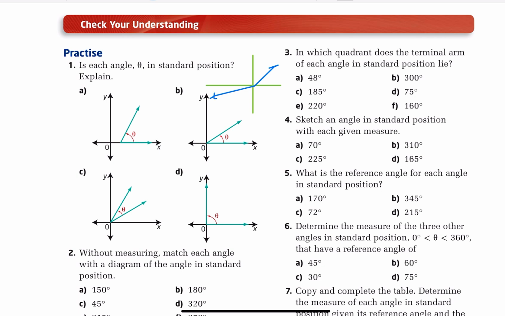Okay, for the other one, 220, same thing. This is 270, so it will be something like that. Okay, 160 is less than 180, so it will be somewhere here. This is 160.